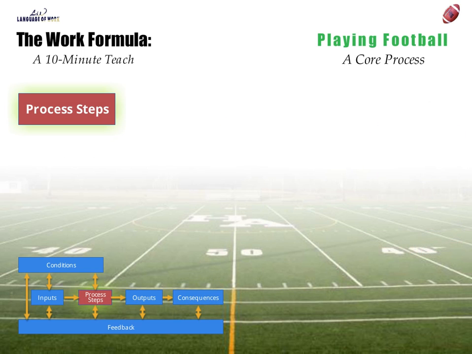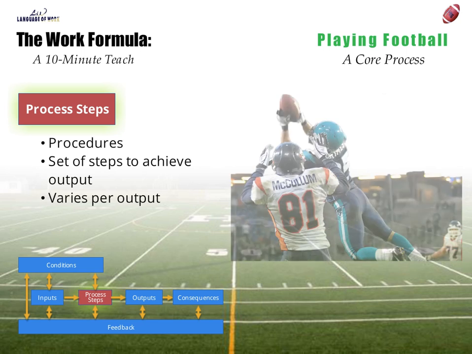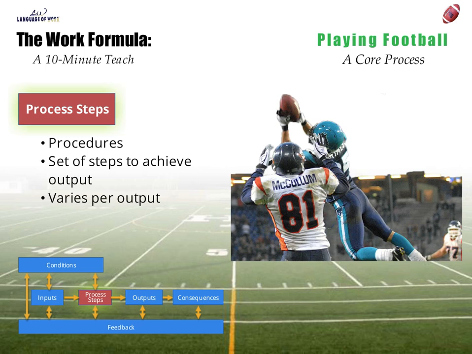The 5th element of work is process steps. Process steps are the procedures that are followed to produce or achieve each output. For example, the team follows a number of prescribed plays to produce the output, a touchdown. In business, typical process steps are expressed in terms of mini deliverables by words such as identify, obtain, select, review, and so forth.